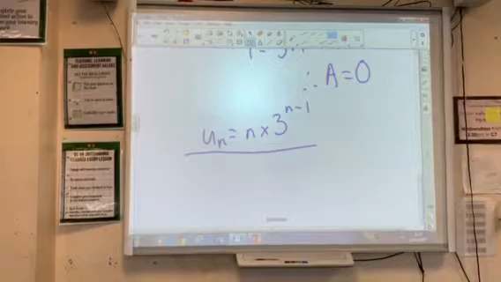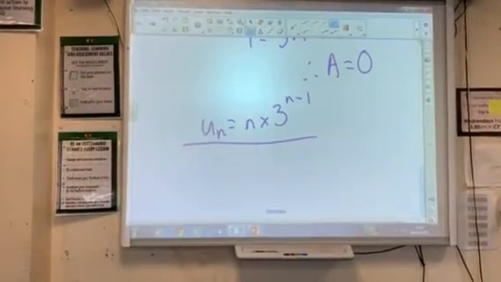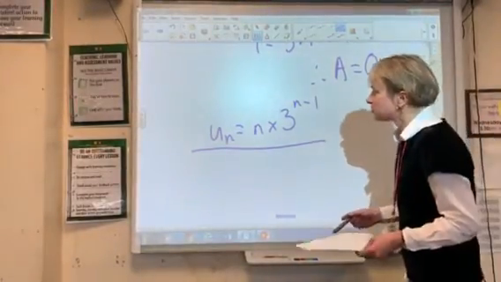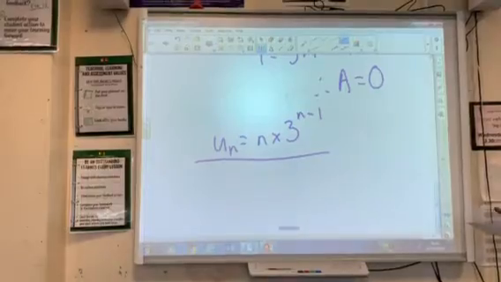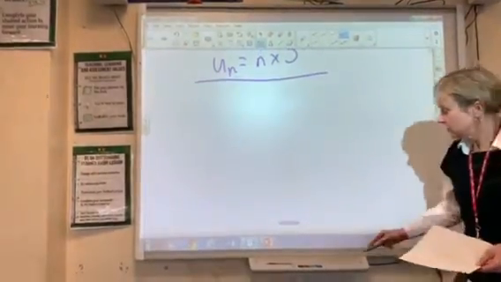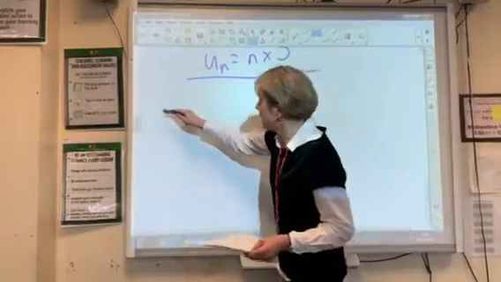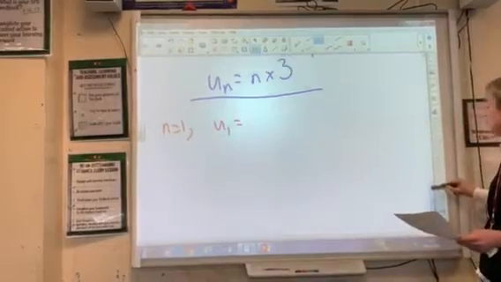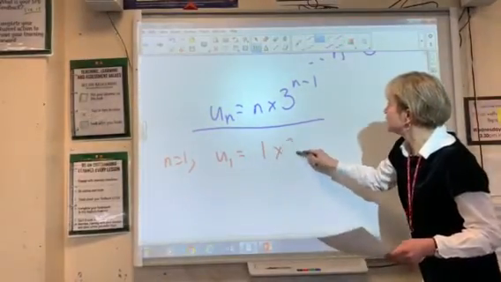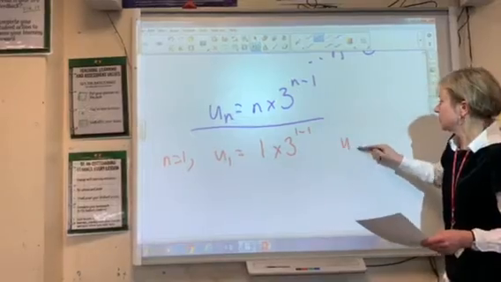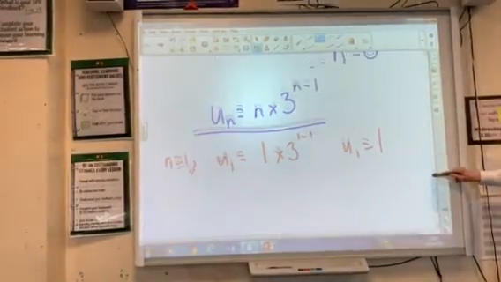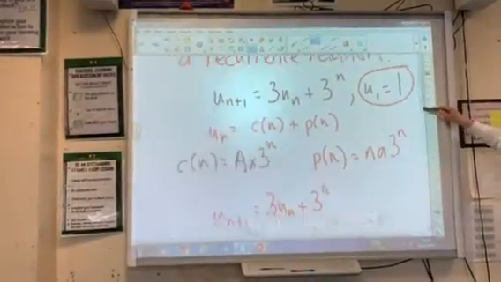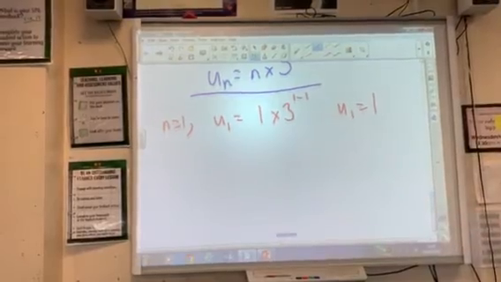All the question's now going to ask you to do is prove that by induction. So you know that when you're asked to prove anything by induction, the first thing you do is you check for your basis case. So when n is 1, work out what u1 will be. So 1 times 3 to the 1 take away 1. u1 is 1, and if you go back to the very beginning, we know that that is true. So we would say that that holds for your base case.